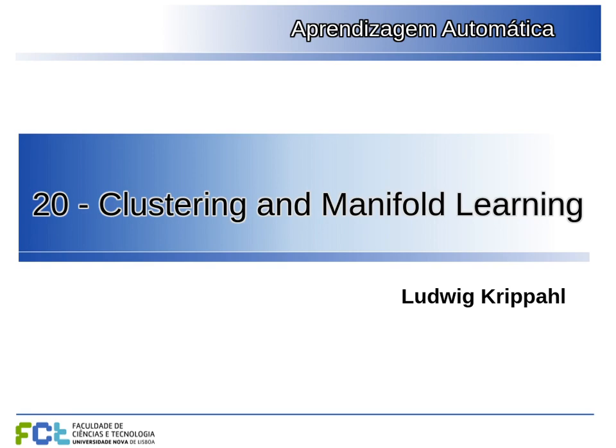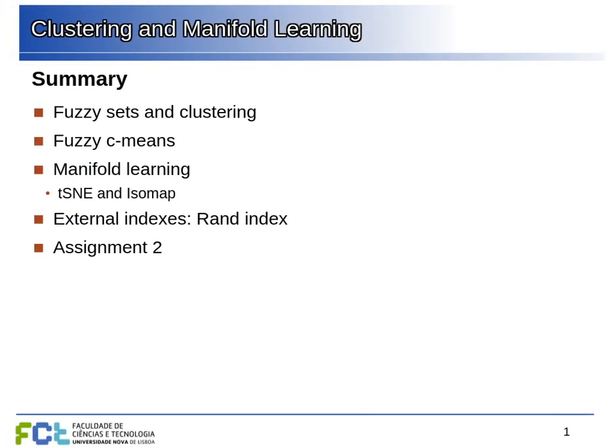In this lecture, we're going to see fuzzy clustering and manifold learning. I'm also going to talk a bit about how to compare clusterings with some external indexes and the second assignment. So we're going to start by looking at the idea of fuzzy sets and fuzzy membership to sets and how to use that for clustering. For that, we're going to look at the fuzzy C-means algorithm.